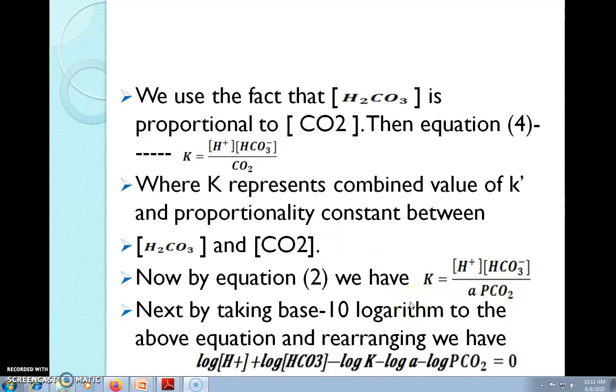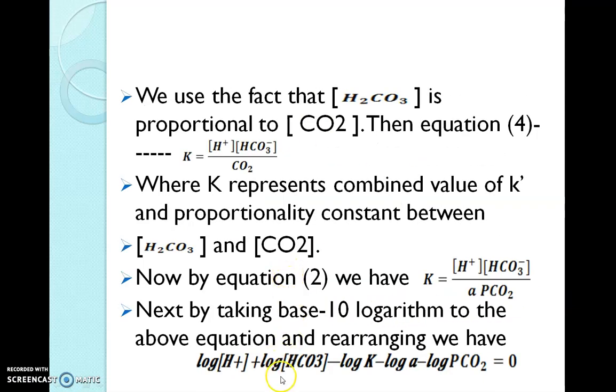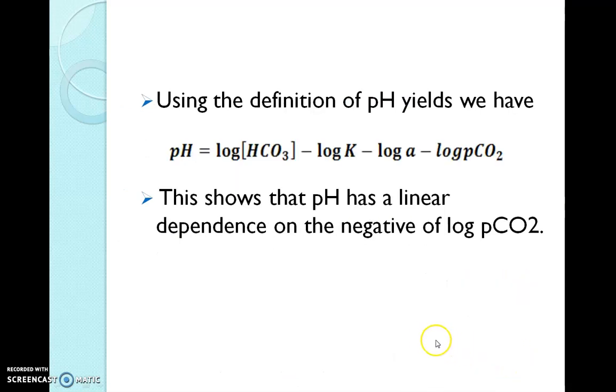Next, by taking the base 10 logarithm of the above equation, we get log H plus, plus log HCO3 minus log K minus log A minus log PCO2, equal to 0. Using the definition of pH yields pH equals log HCO3 minus log K minus log A minus log PCO2. This shows that pH has a linear dependence on the negative of log PCO2.